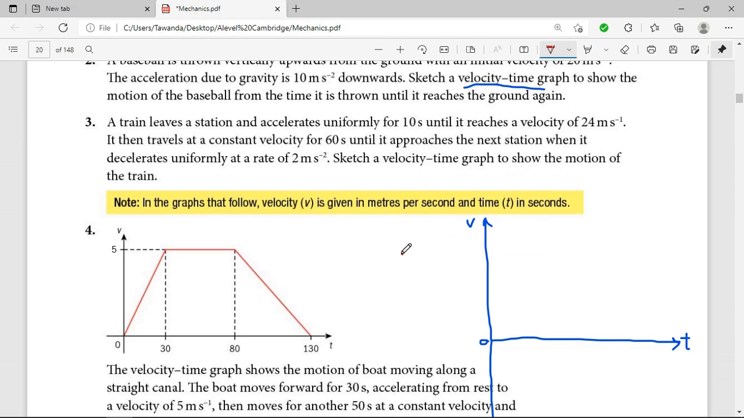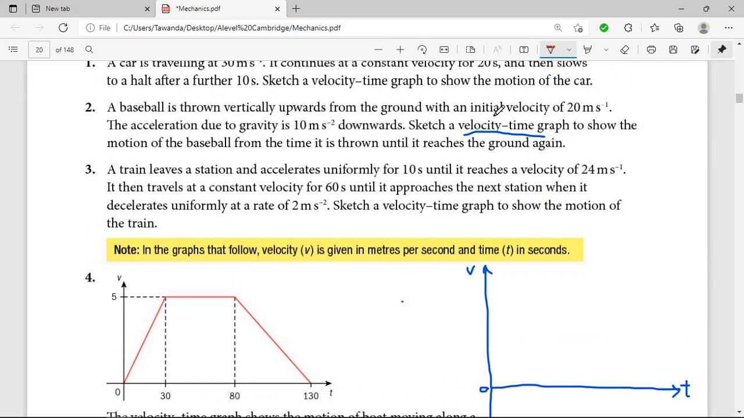Initially implies that t is equal to 0. As you can see here, the initial velocity is 20 meters per second. So at t equals 0, we have the velocity 20. That is the first thing. Since the acceleration is constant, it means the velocity time graph is a straight line, because the gradient of a line is always constant. So throughout our motion, the acceleration is constant.